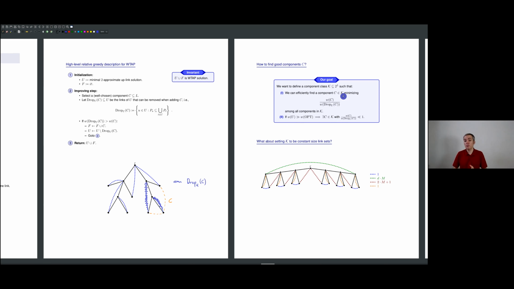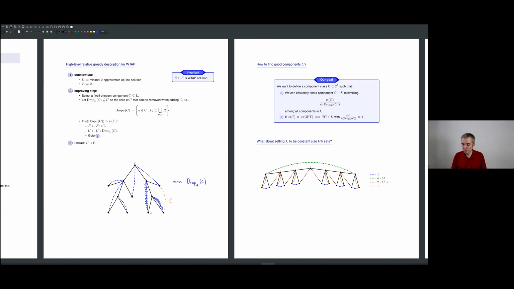It's not hard to find such component classes, but it has to be rich enough that we can make progress. We want to make sure that whenever the current remaining uplinks are clearly more expensive than OPT, when I write this much larger sign, I really just mean a 1 plus epsilon factor larger than OPT. There's always a small epsilon there, but it's just more convenient to write a much larger sign. So whenever the weight of your remaining uplinks is way more expensive than OPT, there should be a component in that class that has a ratio below 1, which means we improve by doing this replacement step.